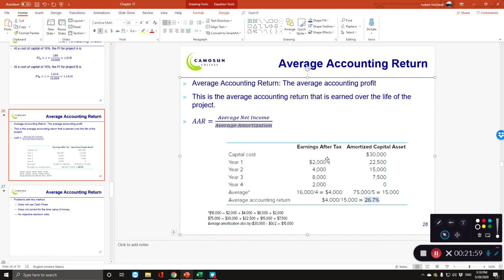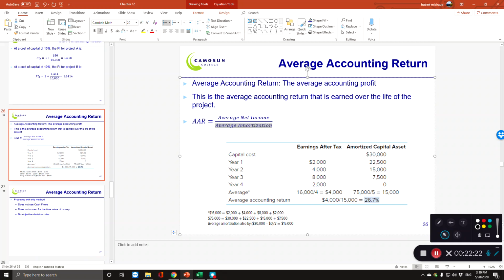Okay, the net income, I have 4 years of net income. I take these 4 numbers, I add them together, I get 16,000, and I divide them by 4 because I have 4 years of net income. You're always going to have 1 more year of amortization because you start amortizing earlier, because you started spending the money on that project right away at year 0. Okay.